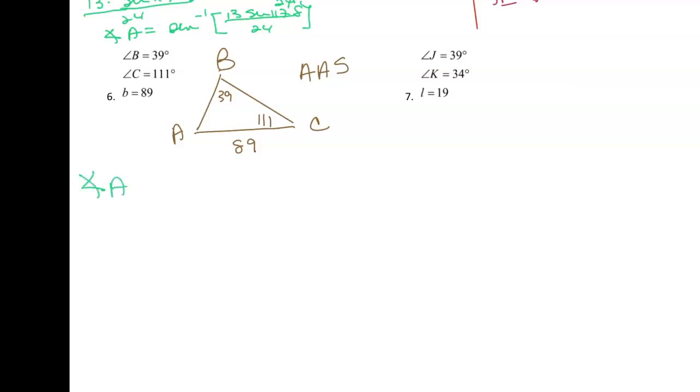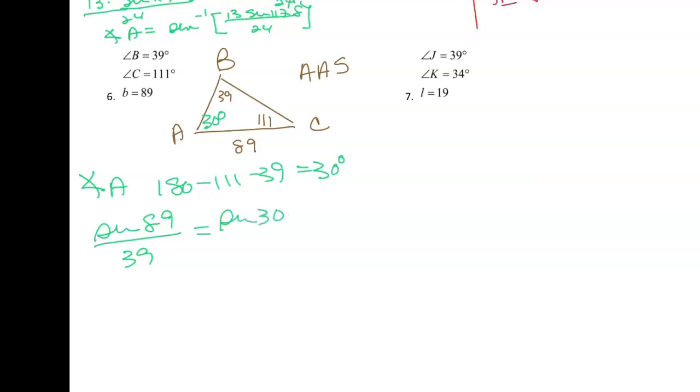Get your angle A first by saying 180 minus 111 minus 39. Angle A becomes 30 degrees. Now I have all my angles. So get your pairings. I have sine of 89 over 39 equals, and I think I did sine of 30 over little a. Doing cross products, I get 70.7 is the missing side right here.